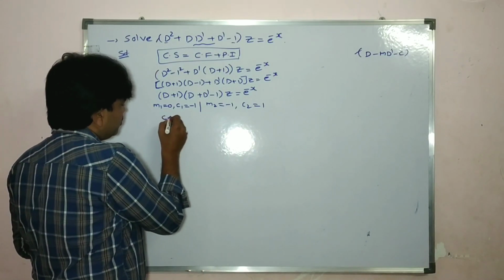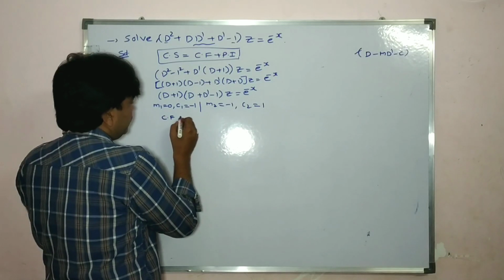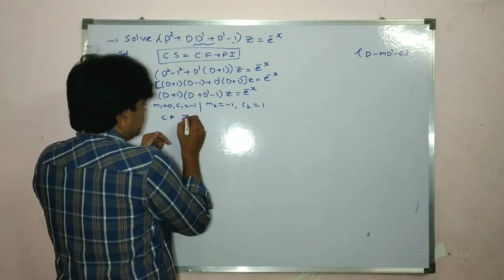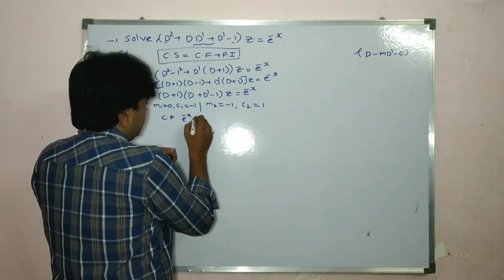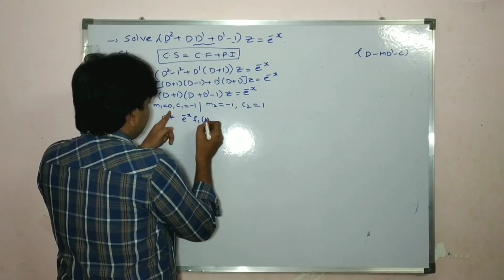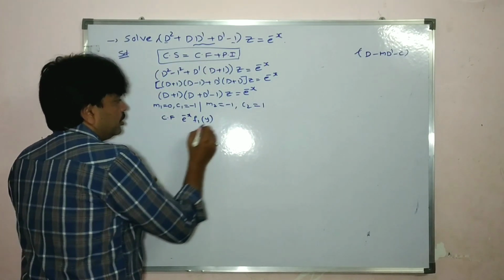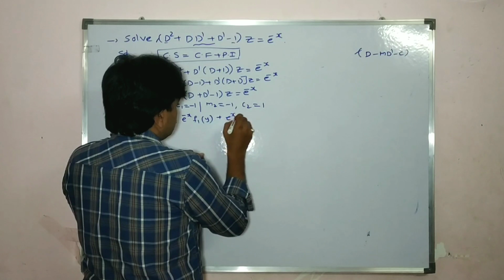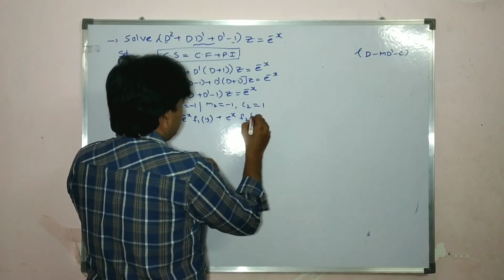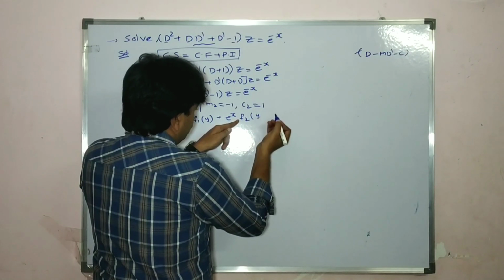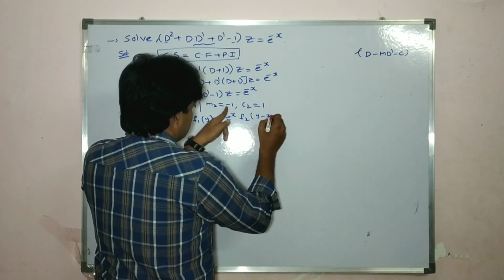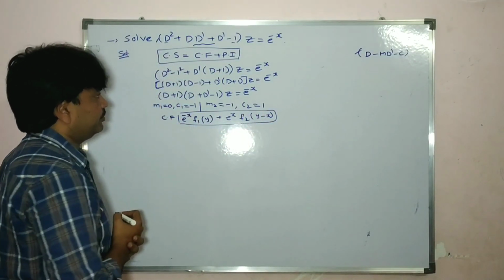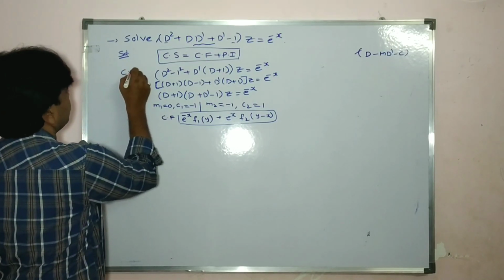So what is the complementary function, students? It is e^(-x) f1(y + m1 x), where the m1 value is 0, so f1(y), plus e^(c2 x), where c2 is 1, so e^x f2(y + m2 x), and since m2 is minus 1, we get f2(y - x). This is the complementary function, students.